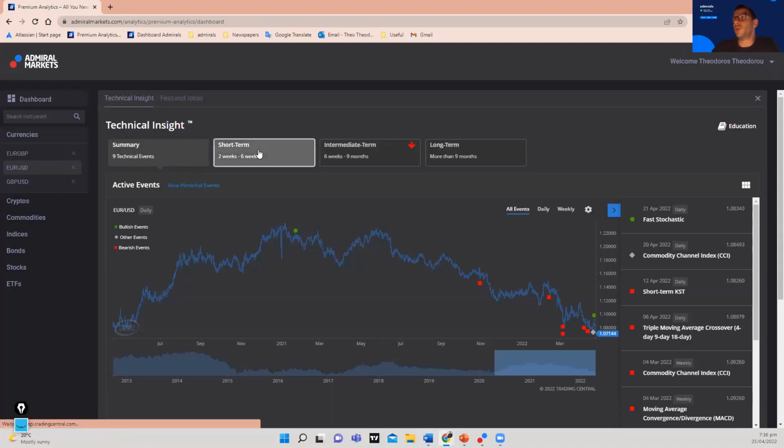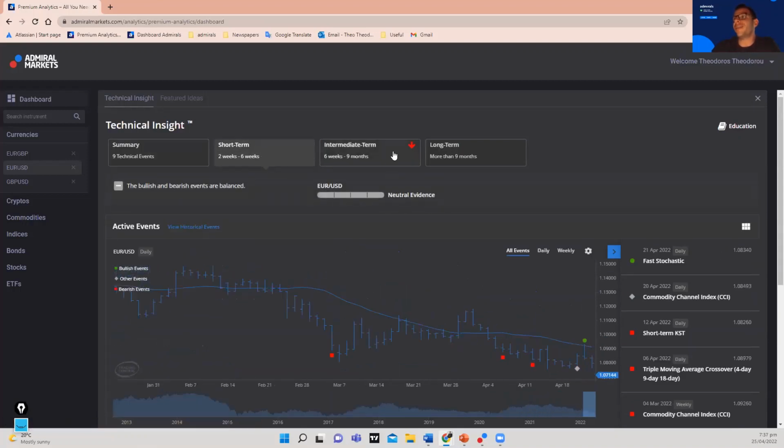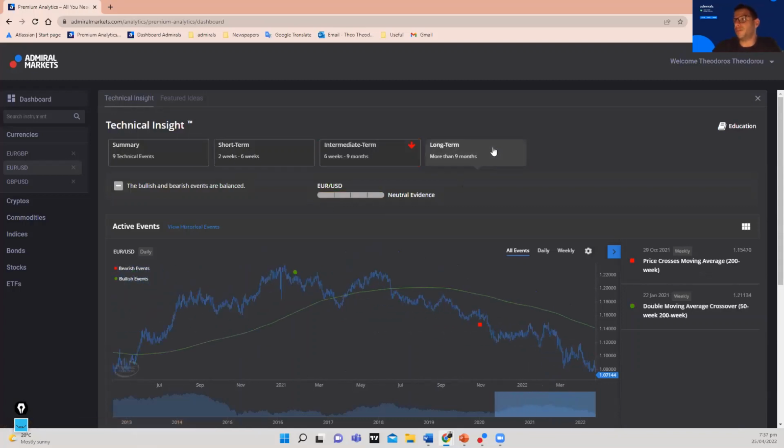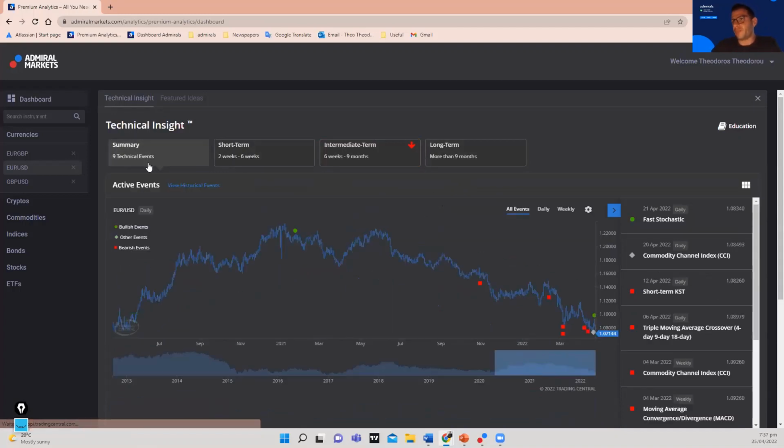Okay, then we have the short term. Then we have the intermediate term, which you can see is heavily bearish, and we have the long term, which is mostly for investing, this one. Okay, excuse me. Now, if you scroll down a little bit, I went back to the summary.